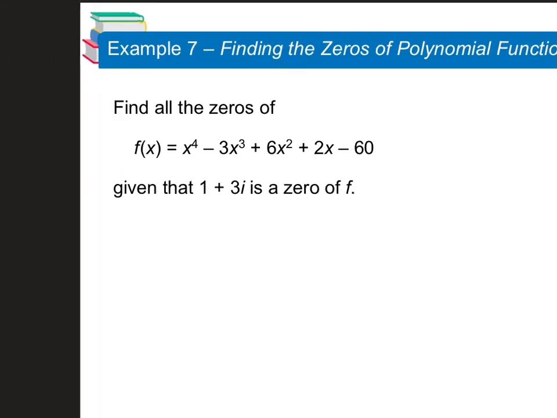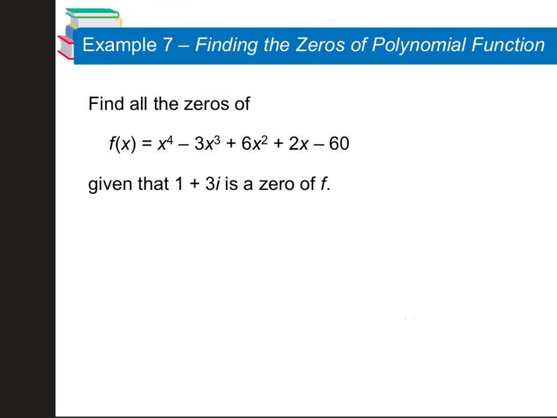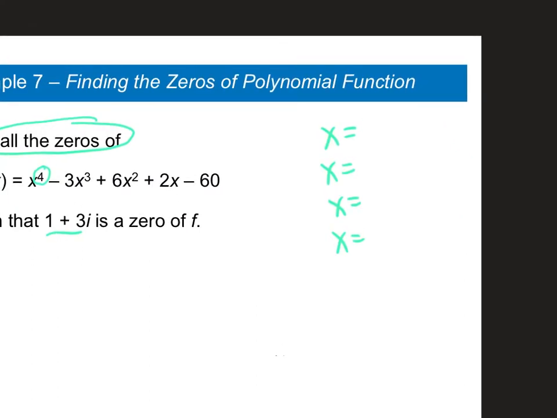Let's look at this. You guys are going to get a question, and you're going to be so excited about it because we get to do long division. They're going to say find all the zeros. This is not a synthetic division because they're going to give us one of the zeros. So in this problem, x to the 4th, how many zeros should I have? I should have 4. So over here, I'm going to remind myself I have x equals, x equals, x equals, x equals. Well, one of the zeros is 1 plus 3i.